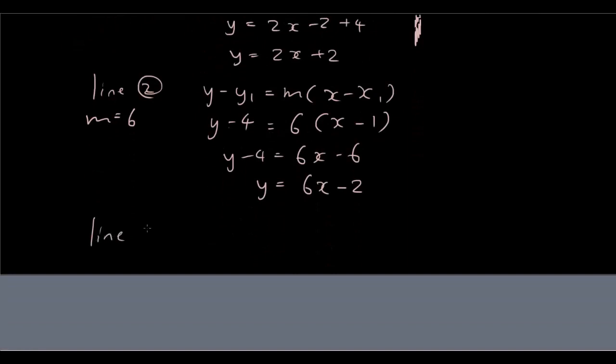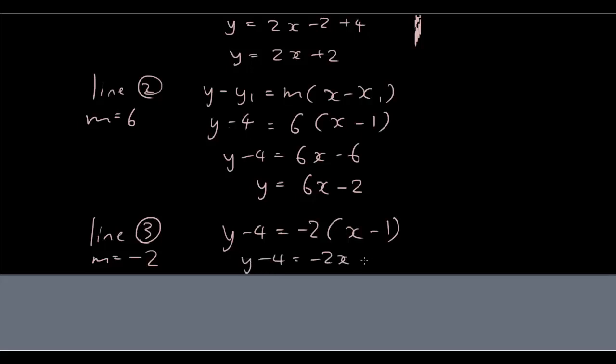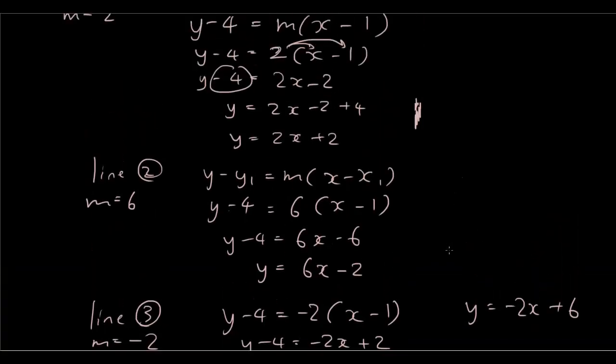And the third line, I'm just going to follow the same kind of steps. So I'm going to make the third line gradient is negative 2. So y minus 4 equals negative 2 bracket x minus 1. Y minus 4 equals negative 2x plus 2. So y equals negative 2x plus 2 plus 4 is plus 6. So that's the equation of the third line. So we have our three equations.